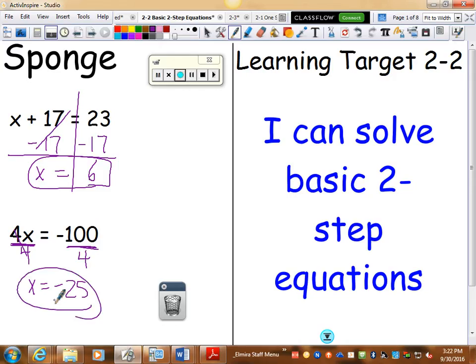Now, if you can do these two problems, then you can do today's work, because today is going to have problems that are 2 steps, and pretty much these are the 2 steps. It's just going to be all in one problem.